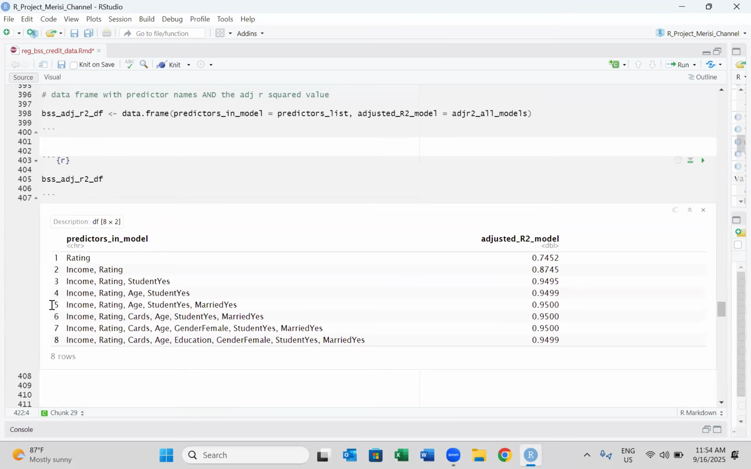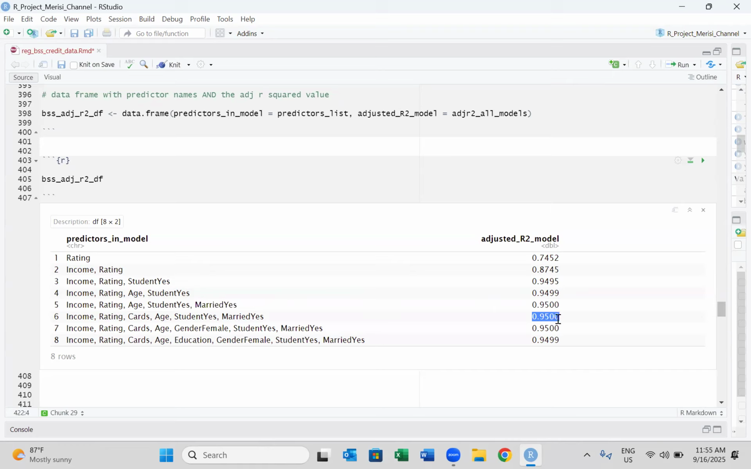Well, 5 is that model right there, the model of size 5. Is the model of size 5 the one with the highest adjusted R square? Yes, it is, because after that the adjusted R square stays the same. So it stops increasing. So it's true that the model of size 5 is the one that gives us the maximum adjusted R square. After that, adjusted R square does not increase anymore.